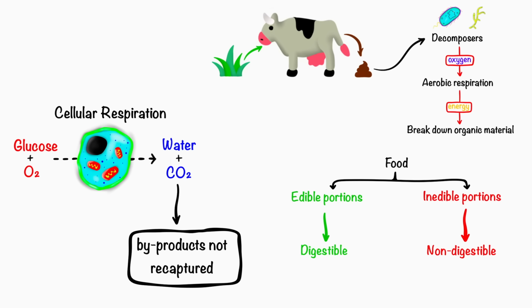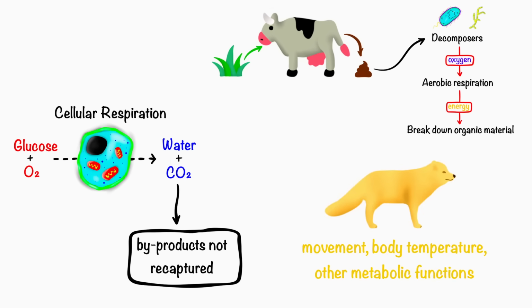Third, absorbed biomass gets metabolized for various life processes, producing waste products. Respiration uses glucose for energy, releasing carbon dioxide and water as byproducts that cannot be recaptured by the organism. Animals use substantial energy for movement, maintaining body temperature, and other metabolic activities. Warm-blooded animals particularly lose enormous amounts of energy as heat, which dissipates into the environment.